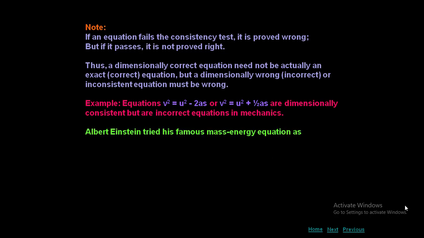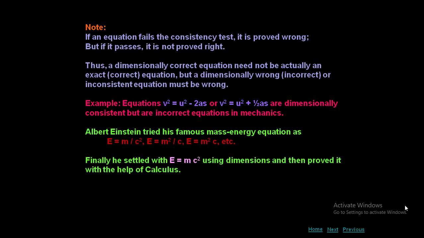Albert Einstein tried his famous energy mass equation as E equal to m by c square, E equal to m square by c, E equal to m square c, etc. Finally, he settled with E equal to mc square using dimensions and then proved it with the help of calculus.